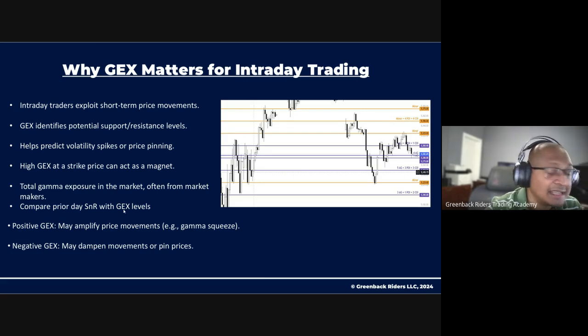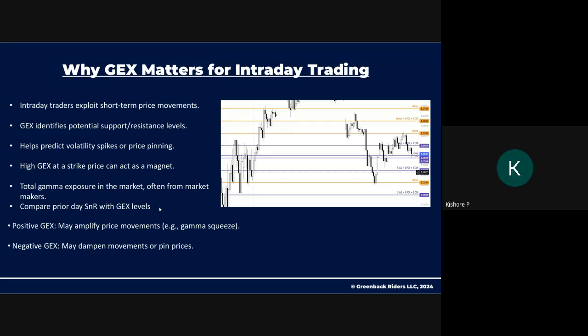Compare prior days' support and resistance with the GEX levels also. So this was the prior day's support and resistance. Look at this. This was the support here. We came down the next day, hit the same support, and went back up again. This minor level was not there on this day. Okay, this minor level.